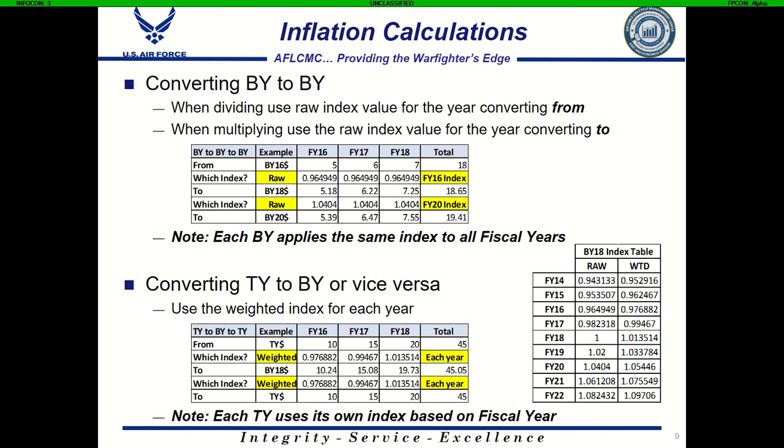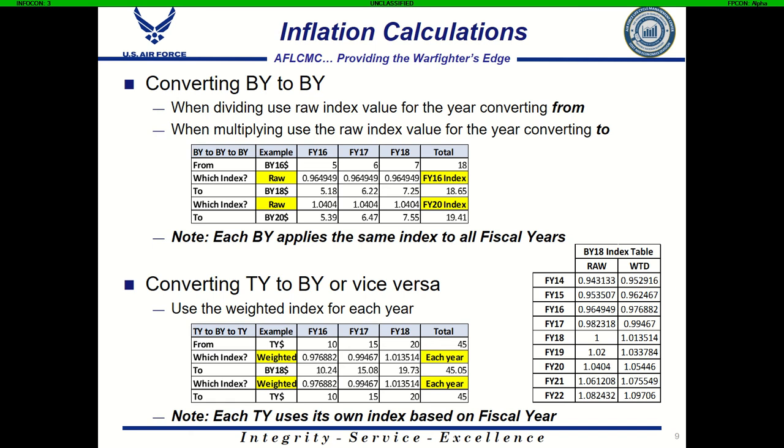So this is base year 16 dollars. Even though you've got values in FY18, in order to convert them to base year 18 dollars, we still need to divide them by the appropriate raw index. In this case, the appropriate raw index is the raw index for base year 16, which is 0.64949. So you'll see here in this example, we're dividing those values all by that index from base year 16 in order to get our base year 18 dollars.